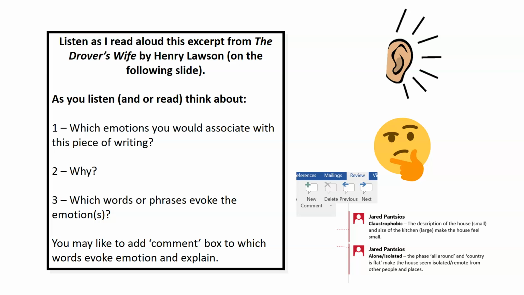Excellent. Now, as we go ahead, what I would like you to do is to listen and or read the short excerpt from The Drover's Wife by Henry Lawson. And as you listen to me read it or read it yourself, I want you to consider which emotions would you associate with this piece of writing. So as you read it, what emotions might Henry Lawson have been feeling when he wrote it, and or what emotions and feelings does he want you, the reader, to think and feel as you read it. Consider why, based on the story or what you understand, and more importantly, which key words within the actual excerpt evoke these words and emotions, and you might like to add a comment box and explain why.